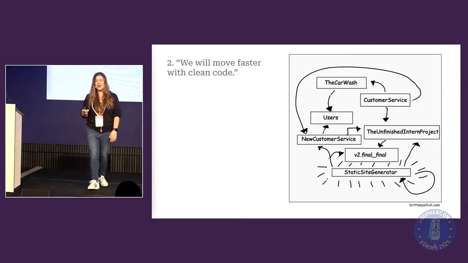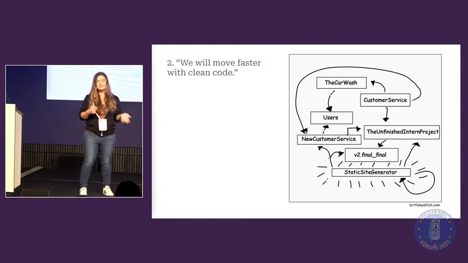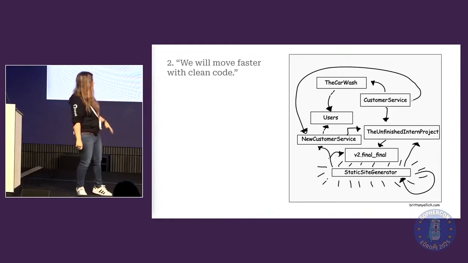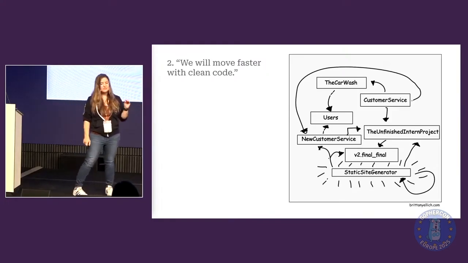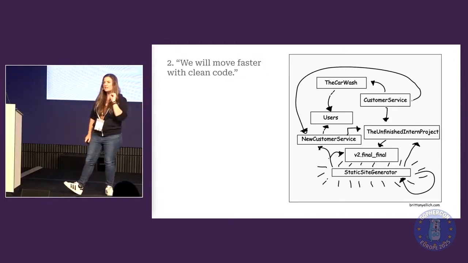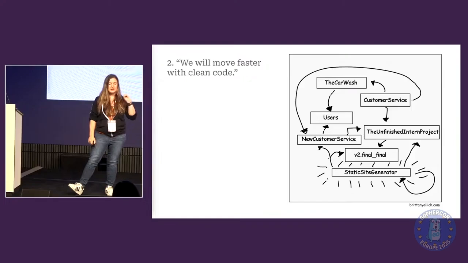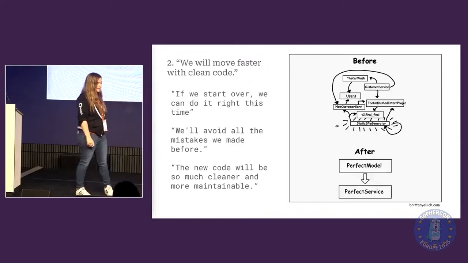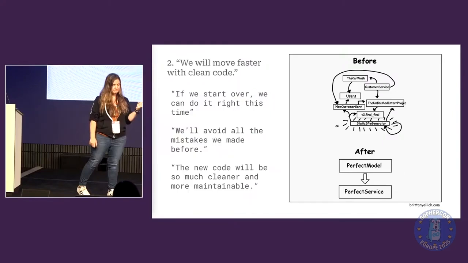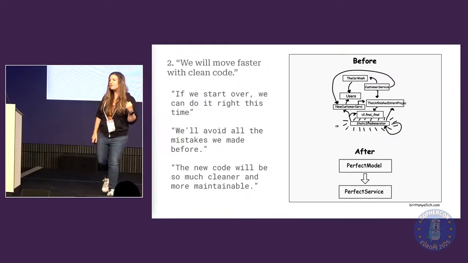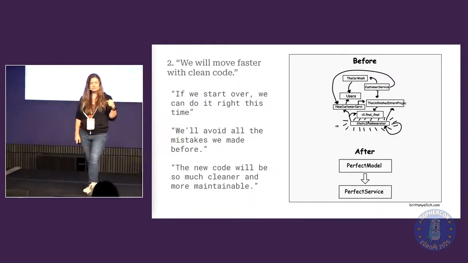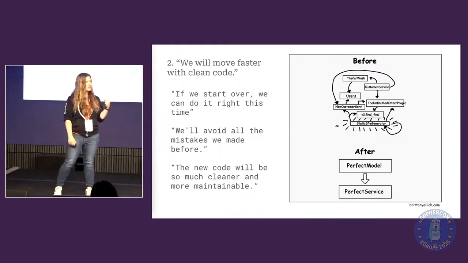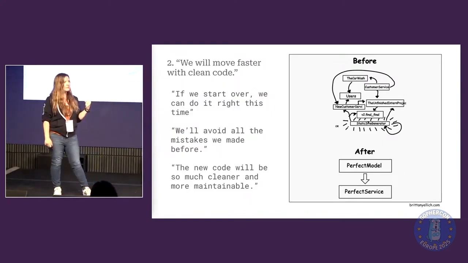Next, we'll talk about the next one. We're going to move faster with clean code. Here's a look at an app, a conceptual one. It's a bit of a mess, but if you can clean it up, it's going to be in this perfect, clean state with absolutely no problems. Here's what this sounds like. If we start over, we can do it right this time. We'll avoid all the mistakes we've made before, and the new code will be so much cleaner and more maintainable.